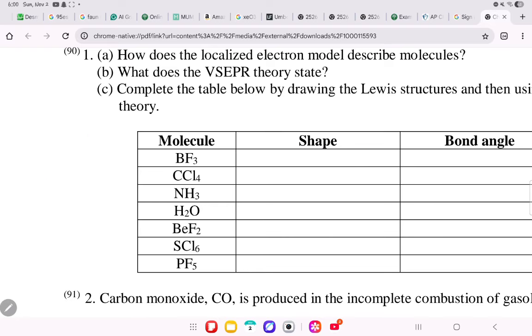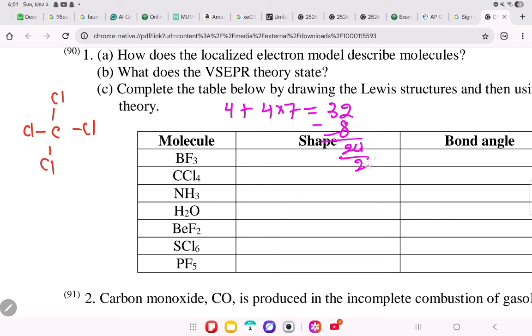We'll move on to the next question, which is CCl4. We have C and then 4 Cl surrounding it. Now, C is in group 4, right? So that's going to be 4. Plus Cl is in group 7, and that's 4 Cl. So 4 plus 4 times 7, that's going to be 4 times 8, so 32. Now we subtract from it 8 electrons because we have 4 bonded pairs. So we're going to be left with 24 divided by 2. That's going to be 12 lone pairs. So 1, 2, 3, 4, 5, 6, 7, 8, 9, 10, 11, and 12 lone pairs.